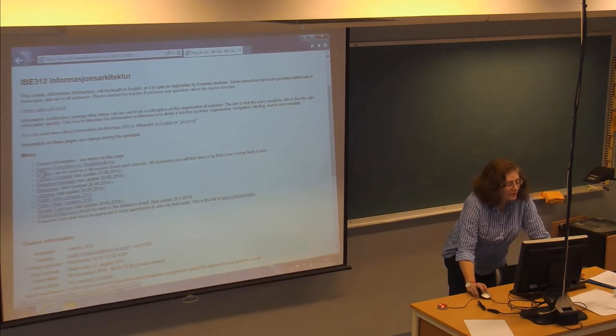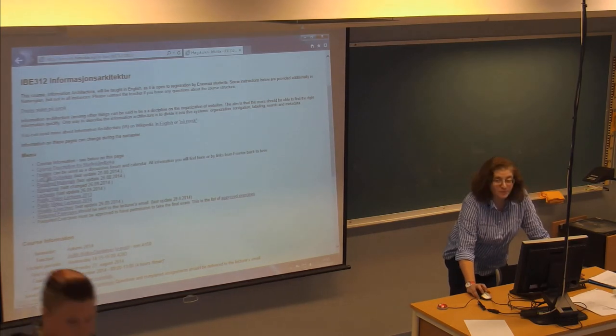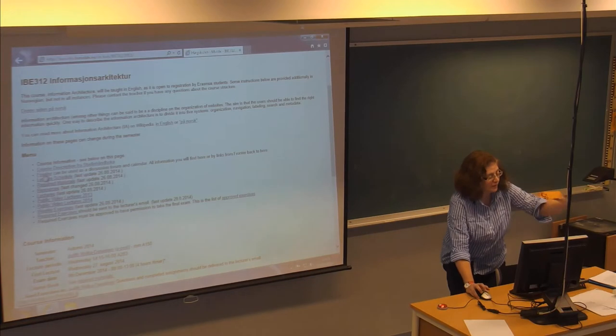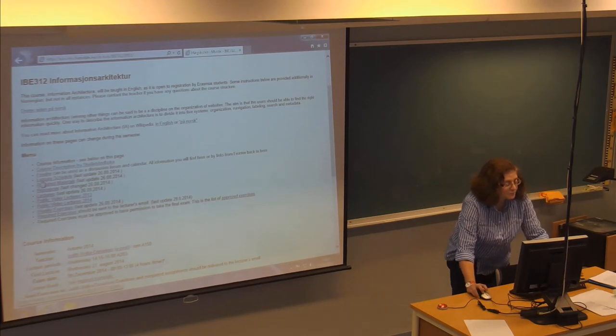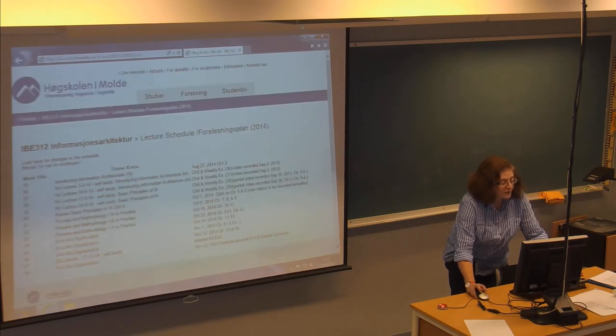Okay, so this is the standard course description in the study handbook. This is Fronter. We don't really make use of Fronter that much. So I always point things back to here. This is important, the lecture schedule.